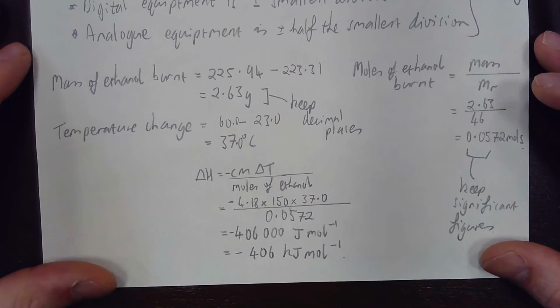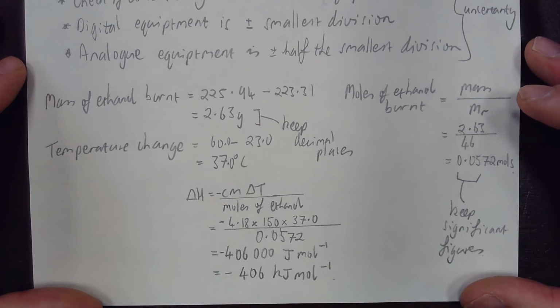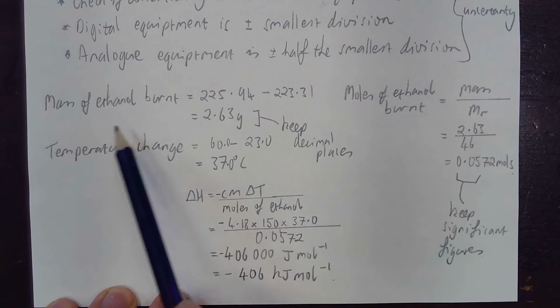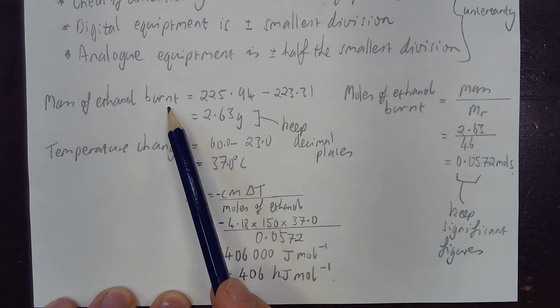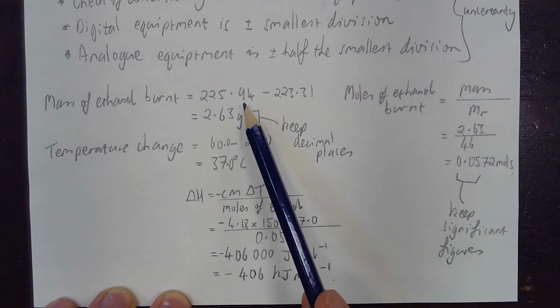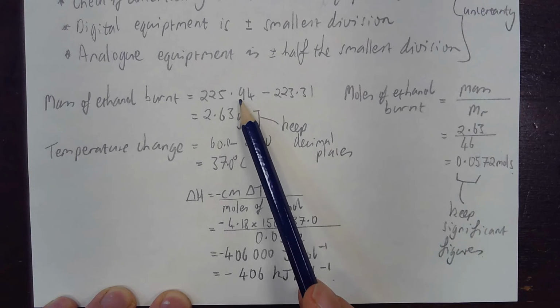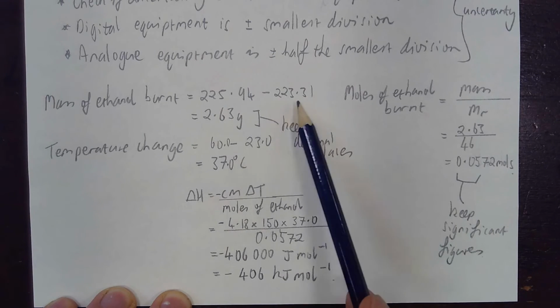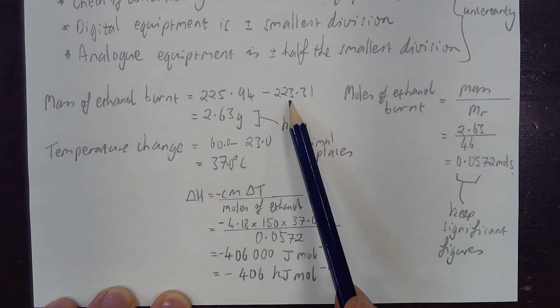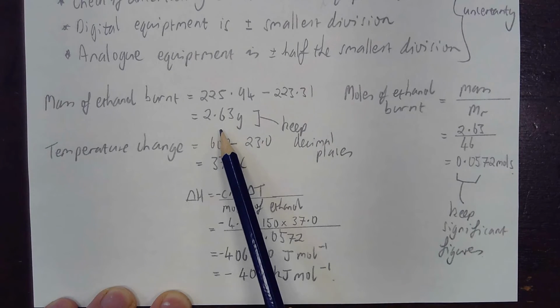Here's a typical calculation for this type of experiment. The mass of ethanol burnt is calculated by taking the initial mass and minusing the final mass. So obviously, as the ethanol burns, it loses mass. And so we get this number here.